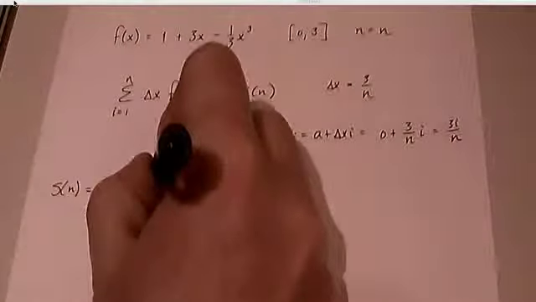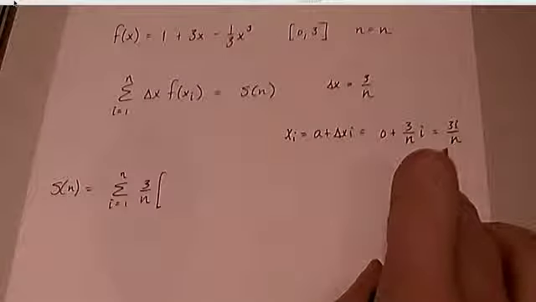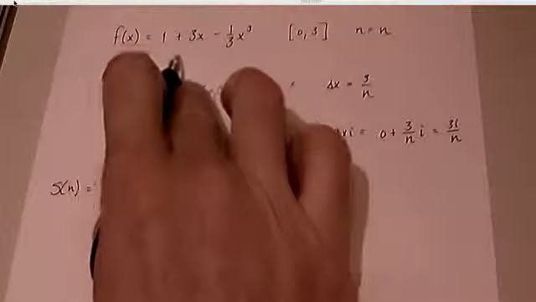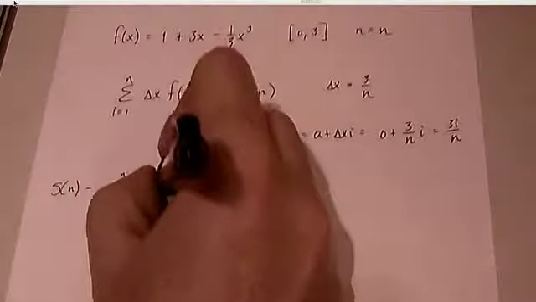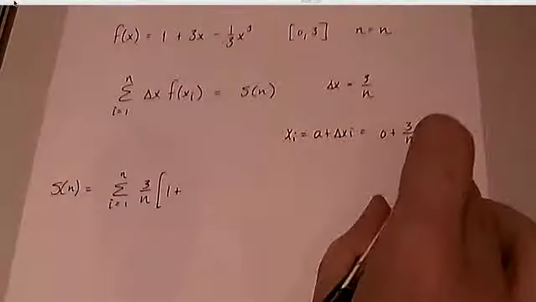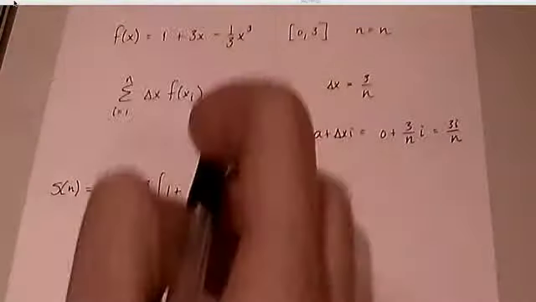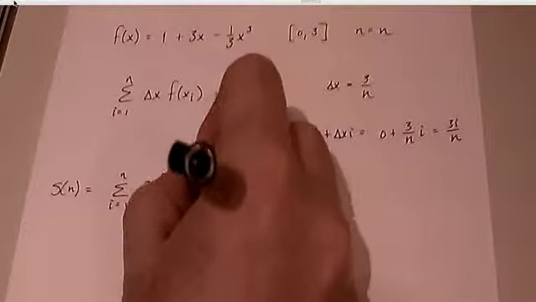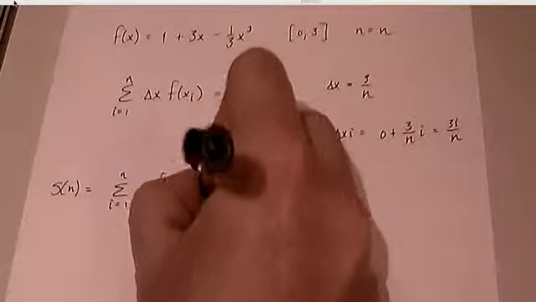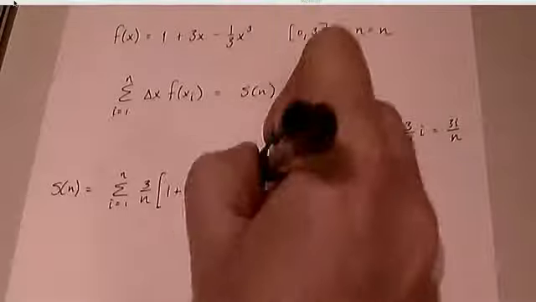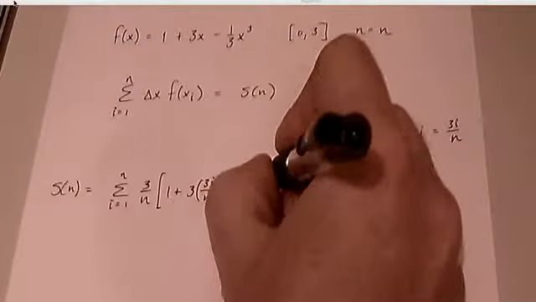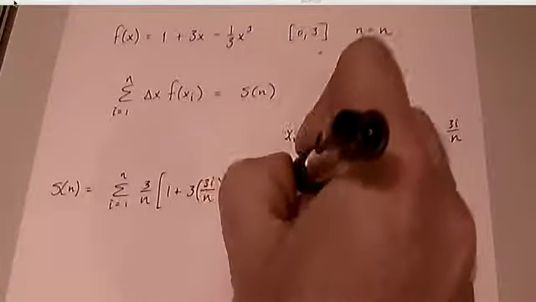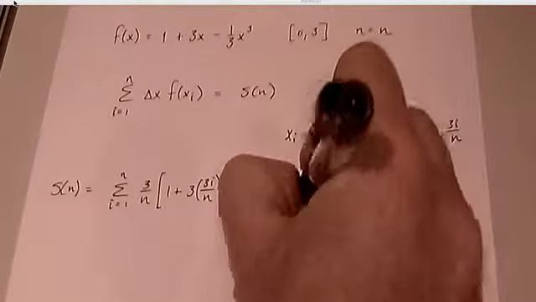And then I need to know the height. Well, I have to take my x sub i and, of course, plug it into my f of x. So I have 1 plus, and when I plug 3i over n into this one, it actually winds up being really easy, but we'll go ahead and do it one step at a time just to make sure that we're all following along. And I get 3i over n cubed.